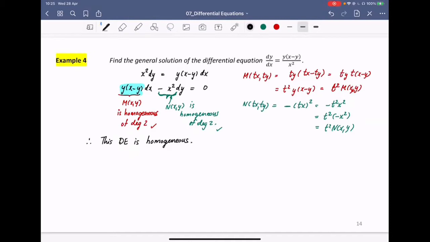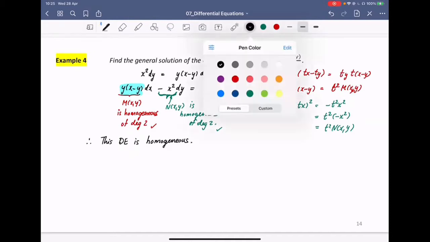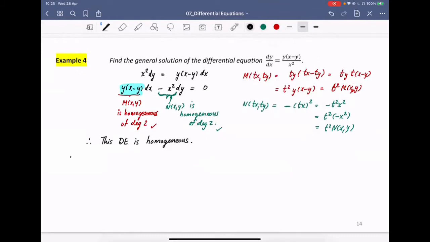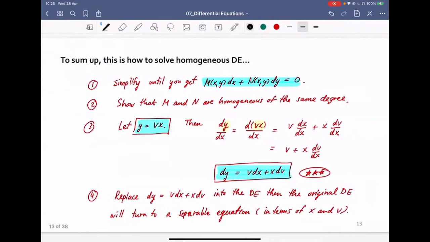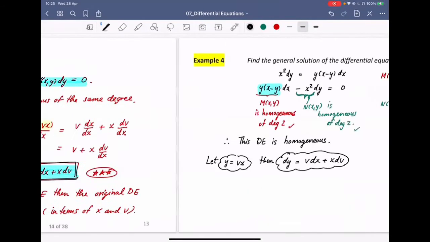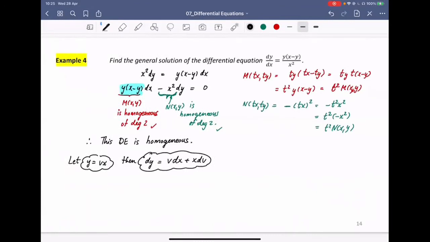Okay, and then to solve this differential equation, we're going to let y equal vx. The technique is just let y equal vx, then dy equals v dx plus x dv. This comes from what you have on the previous slide. You let y equal vx, then dy equals v dx plus x dv. And then I'm going to replace everything back into the original equation.